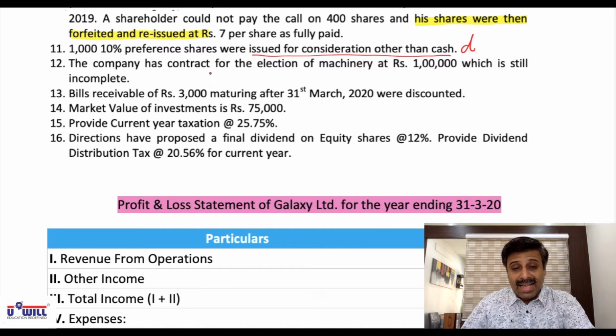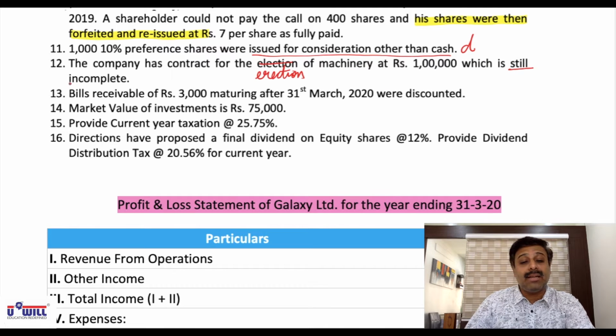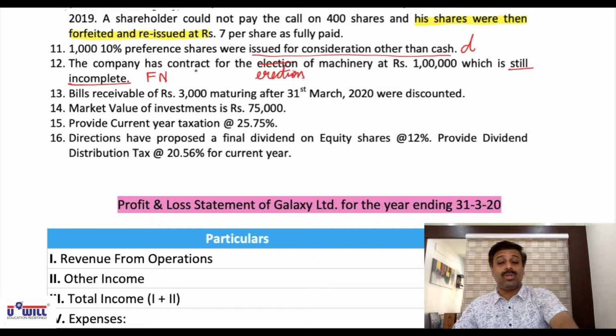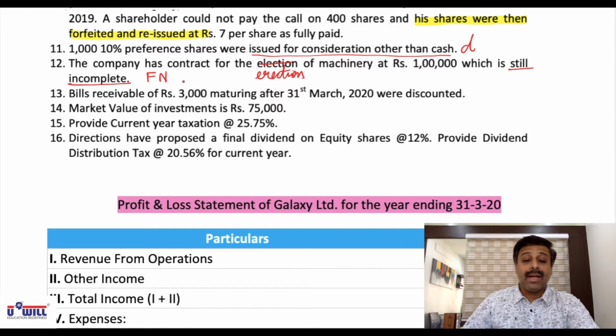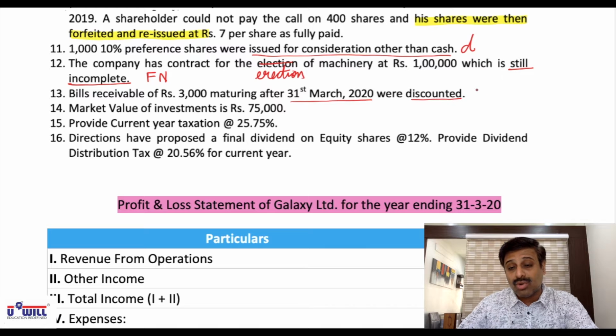The company has contract for erection, not election, erection. Erection means construction of machinery at rupees 1 lakh, which is still incomplete. So incomplete long-term contracts are contingent liabilities. It will come in footnotes, marked as FN. Okay, contingent liabilities and commitments. Bills receivable of 3,000 maturing after 31st March 2020 were discounted is also a footnote, contingent liability and commitments.